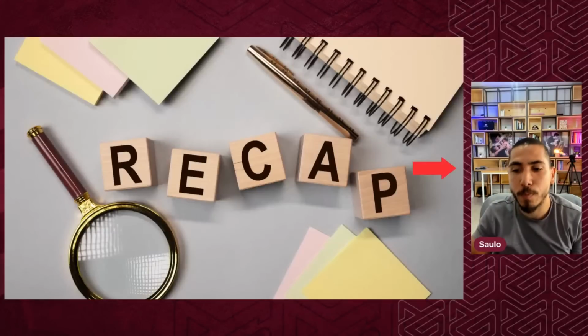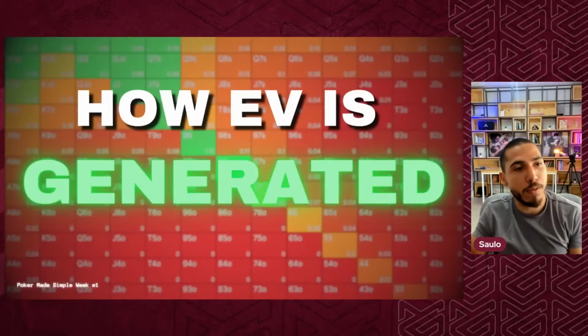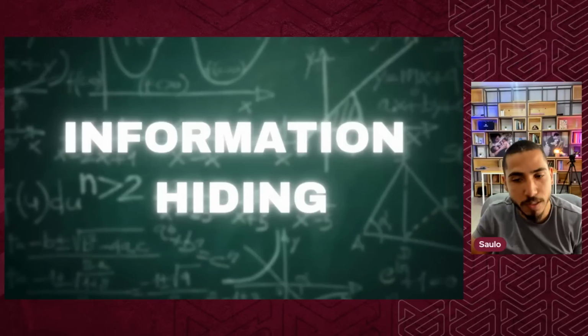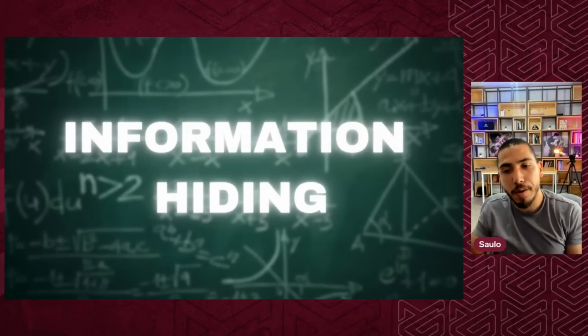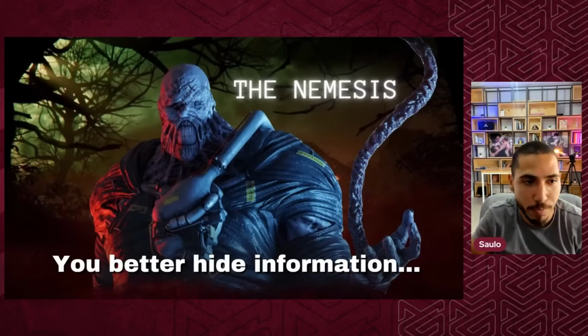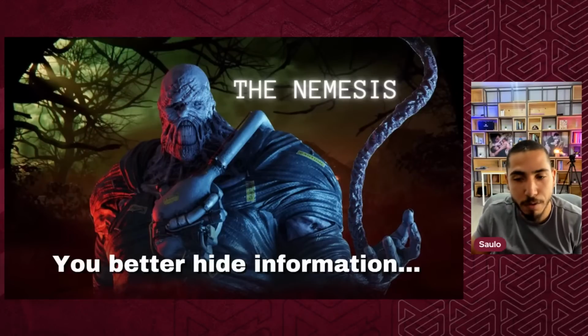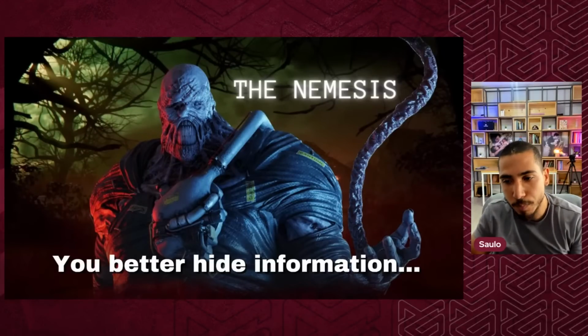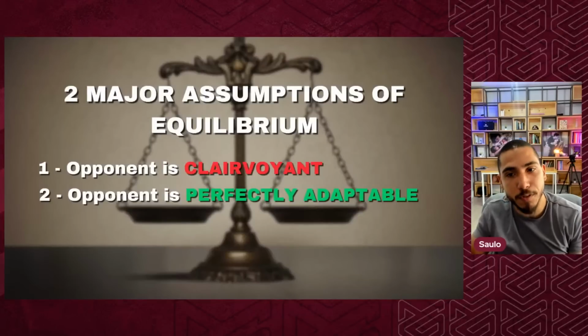Okay, so let's recap what we saw. We talked about how EV is generated. We talked about information hiding and how that's a necessity if you're playing against the nemesis. If you're playing against the nemesis, you better hide information. You have no other choice. But there are two major assumptions there. The opponent is clairvoyant and perfectly adaptable.